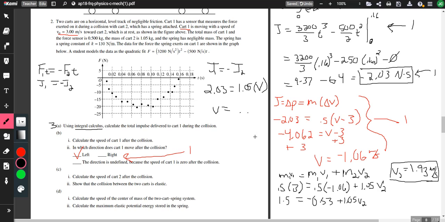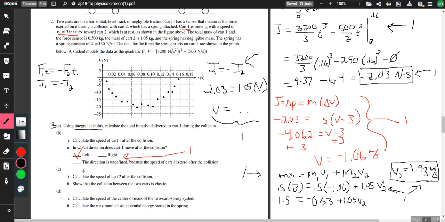You end up getting 1 point for essentially one of these conservation laws, either saying that the impulses were equal and opposite, or just doing the conservation of momentum equation. And then you get 1 point for substituting the numbers in and getting an answer. So essentially, these two lines. So plugging the numbers in and getting the answer gets you that second point.